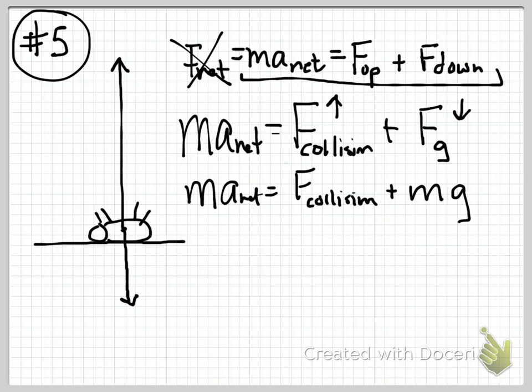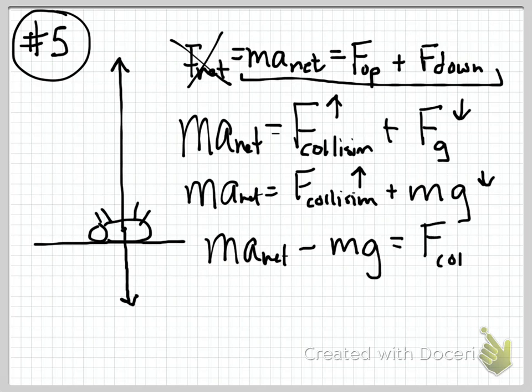M times g. And of course, these are in opposition, one of these is going to be a negative number, and if we use negative 9.81 meters per second squared, and I'm going to keep these in here for myself, then that'll work. So we can do a little bit of algebra here. M times the net acceleration, which we're given, minus mg is equal to the force of the collision on him. Okay? Does that make sense conceptually?